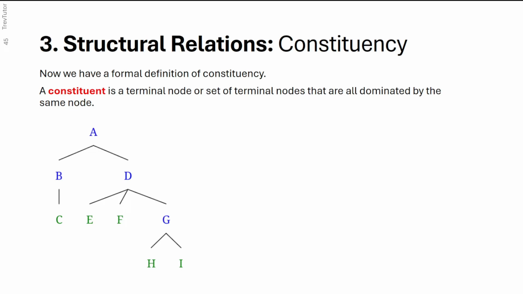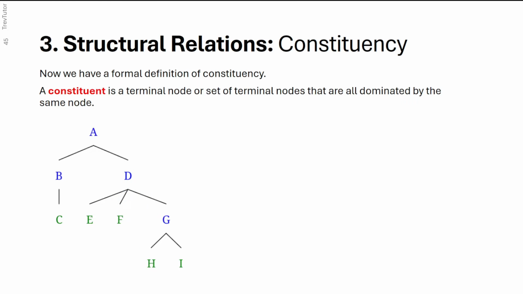So now we can define a constituent in terms of tree structure terminology. So a constituent is just a terminal node or a set of terminal nodes that are all dominated by the same node. So what this means is, let's say we want to ask if E and F are a constituent together. Well, E is dominated by D, F is dominated by D, but there's other stuff that's dominated by D too. So no, E and F on its own is not a constituent.